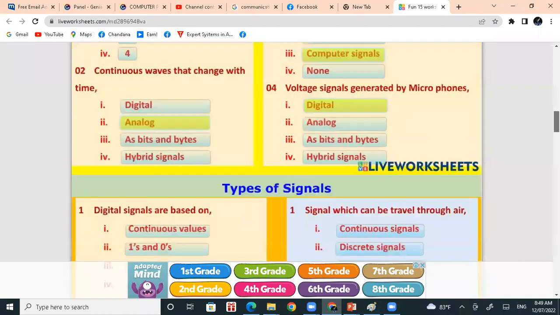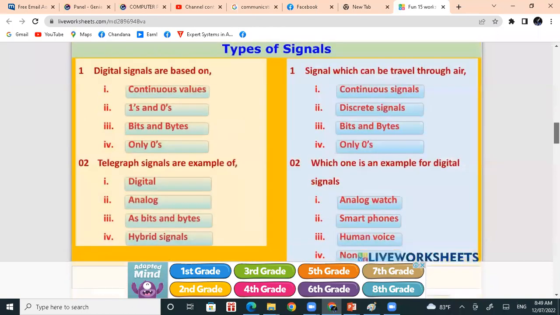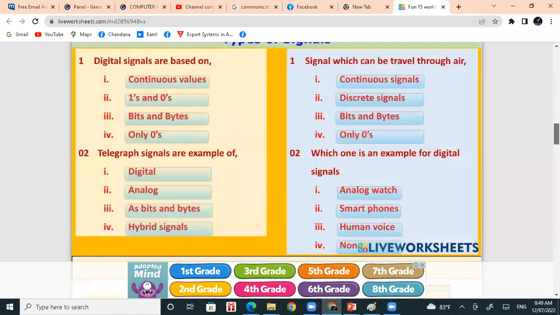Then move to the next slide. Here also, try to do it with me. Digital signals are based on what?